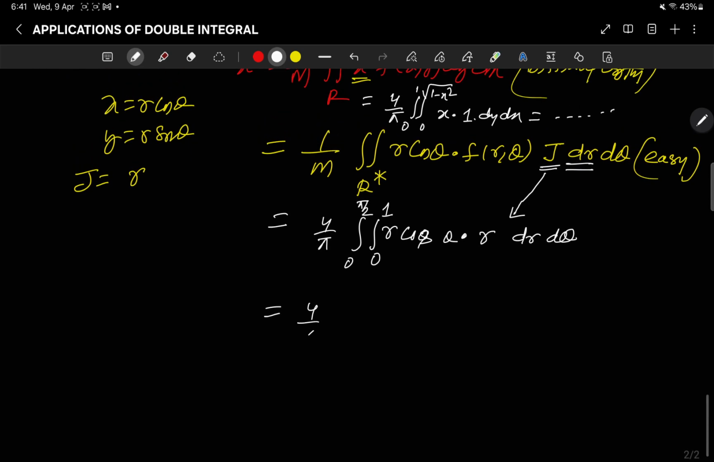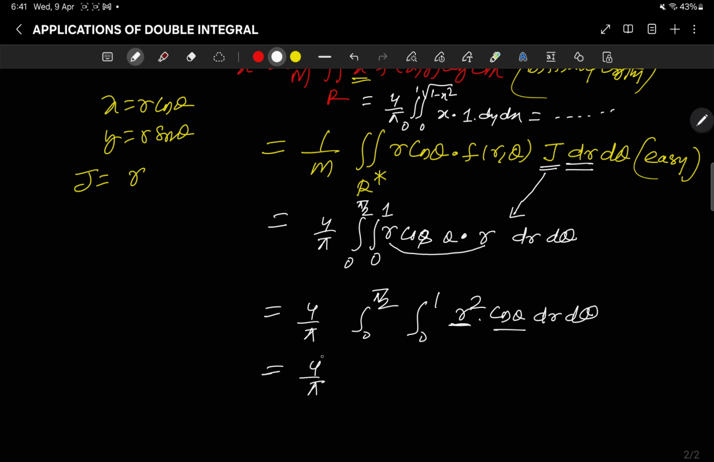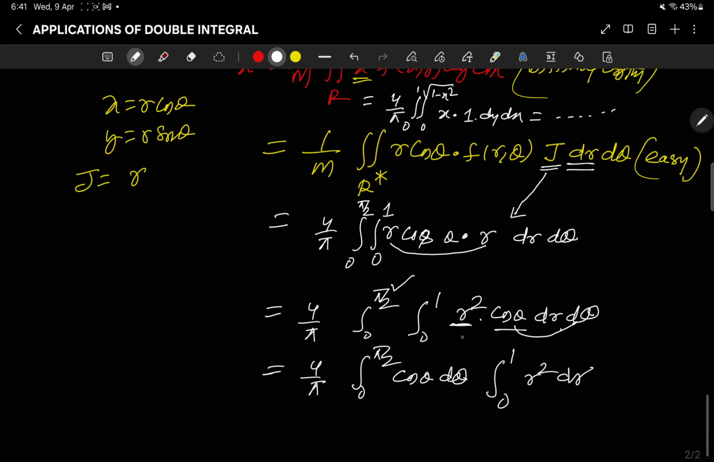So this is equal to 4 by pi, 0 to pi by 2, and here 0 to 1, r square cos theta dr d theta. It is multiplied together, so we can separate them instead of the sequential evaluation. 0 to pi by 2 is for theta, so I can separate it as cos theta d theta, and for r, 0 to 1 r square dr. So it can be separated. In the first lecture I told you, if the variables are clearly separated, with no intermixing, no implicit dependence, then we are able to write it as the product.